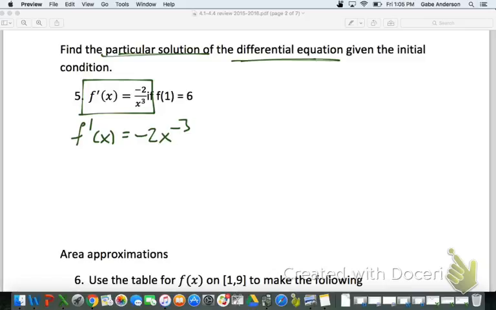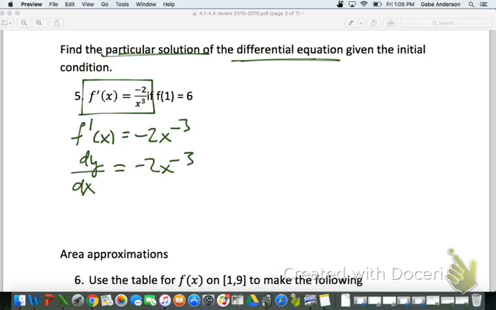F prime is Newton's notation, right? What's the other guy? Leibniz? What's his notation? Yeah, the d/dx thing, right? So I would rewrite this to be dy/dx equals negative 2x to the negative 3. Why on earth would I bother rewriting like that?